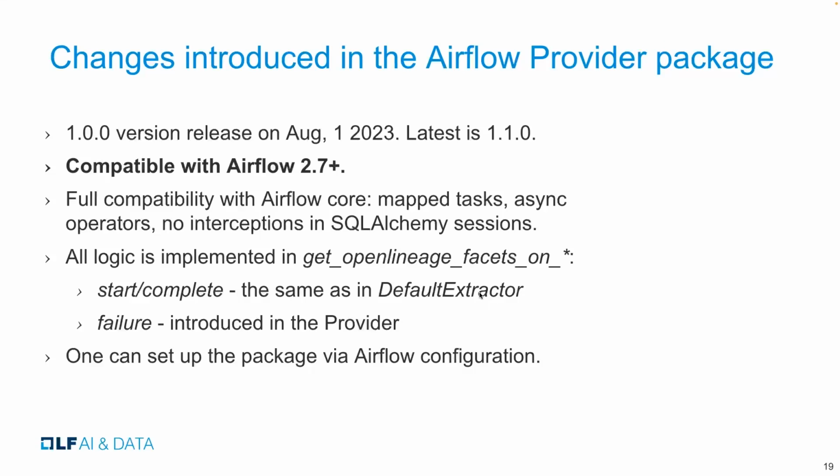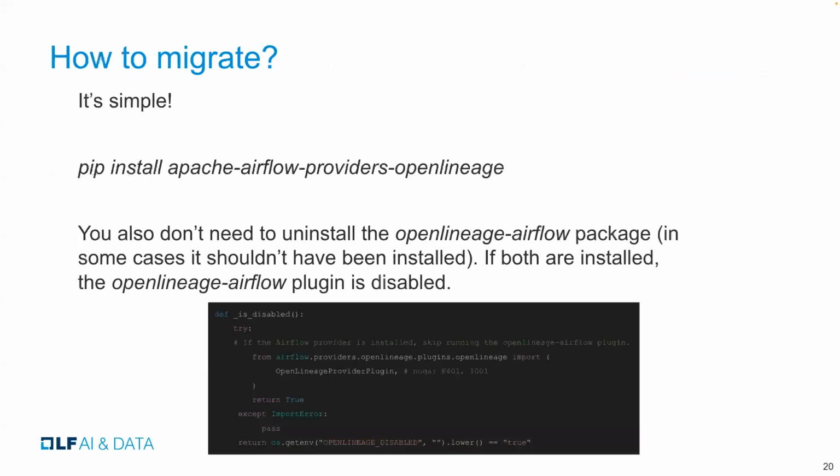There were a couple of changes in the get_openlineage_facets_on_something methods. Previously we had a concept of default extractor, which is actually still in the provider one, but we added failure as another method that you can provide. So you can define what kind of metadata is emitted when the task is failing. And additionally, this is something that we've been missing previously, so you can configure the package through the main Airflow config file or through the Airflow specific environment variables. I'll be talking about this later too.